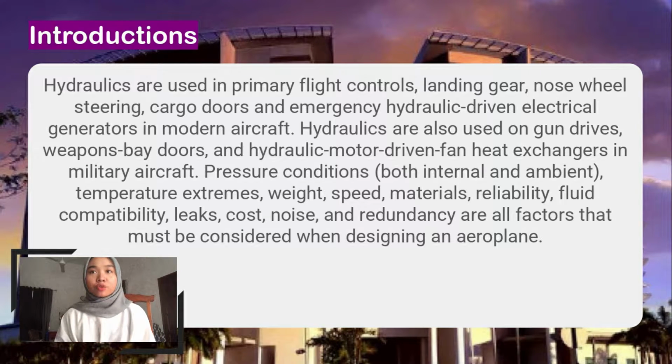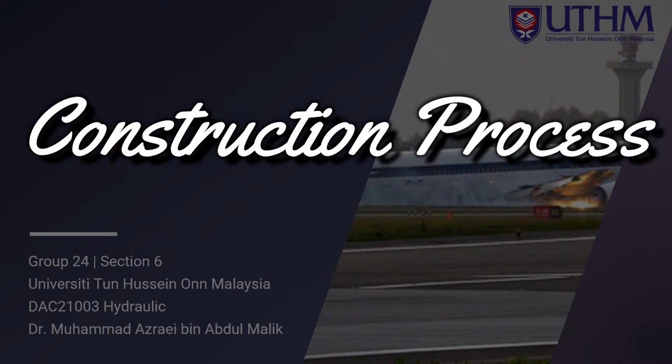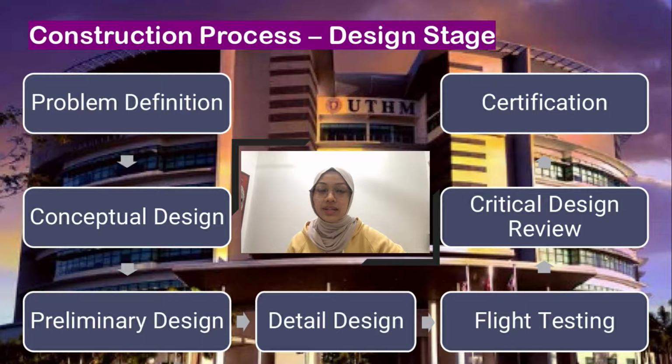When designing an aeroplane, there are a few factors that must be considered, which are pressure conditions, both internal and ambient, temperature extremes, weight, speed, materials, reliability, fluid compatibility, legs, cost, noise, and redundancy. There are 7 design stages: problem definition, conceptual design, preliminary design, design detail, flight testing, critical design review, and certification.